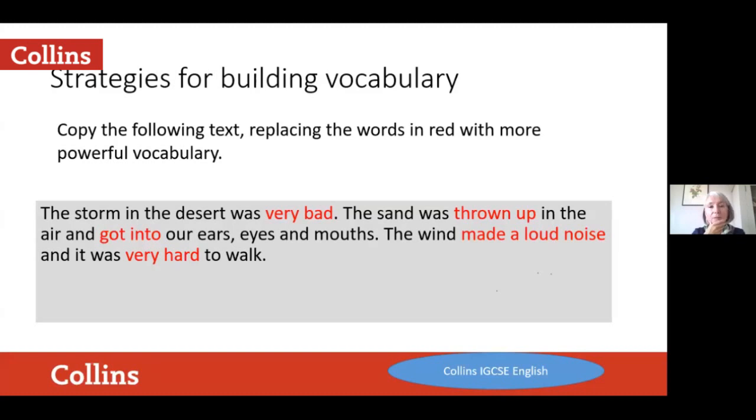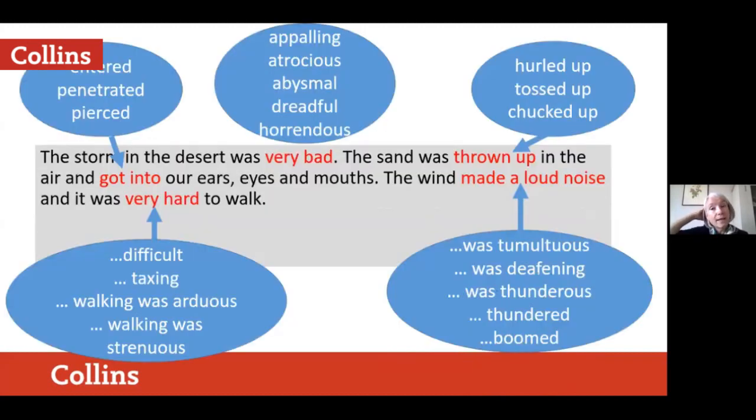Abhinandan, if you could say where you want buffeted to be placed. So road made a loud noise. I think someone has given road. Road, yeah. So I think Abhinandan means buffeted for the sand was thrown up. The sand was buffeted around in the air. Perhaps, yes. And very bad, overpowering. Overpowering for very hard. And get into, penetrated. Penetrated, absolutely, yes. These are some of the things I came up with.